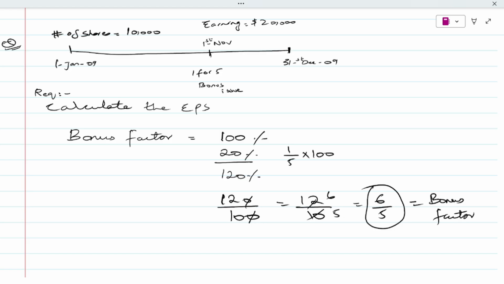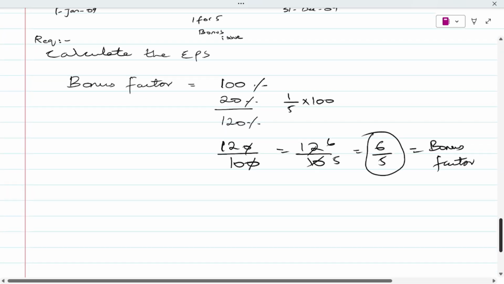We will just assume that they are 100%. Then we did a 1 for 5 bonus issue. So we are going to see what 1 for 5 is in terms of percentage. That's 1 over 5 into 100, that's 20%, right? So that means before we had 100% shares, then we issued 20% more. So now our overall standing is 120%. After getting this percentage, I'm going to convert this into a non-percentage. So I'm going to divide it by 100, and then simplify this. Whatever fraction I get, this fraction is called the bonus factor. I hope this is clear.